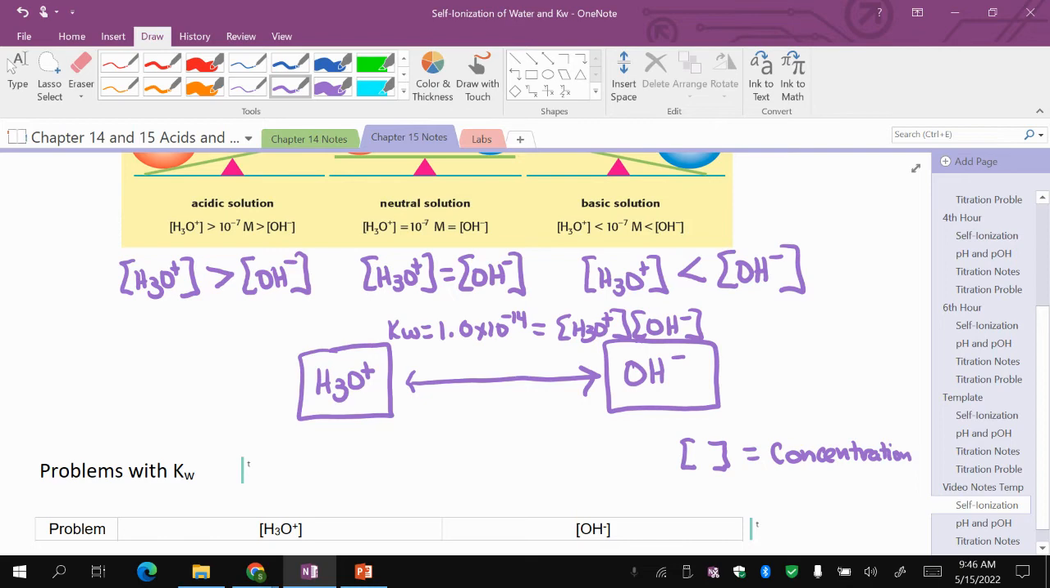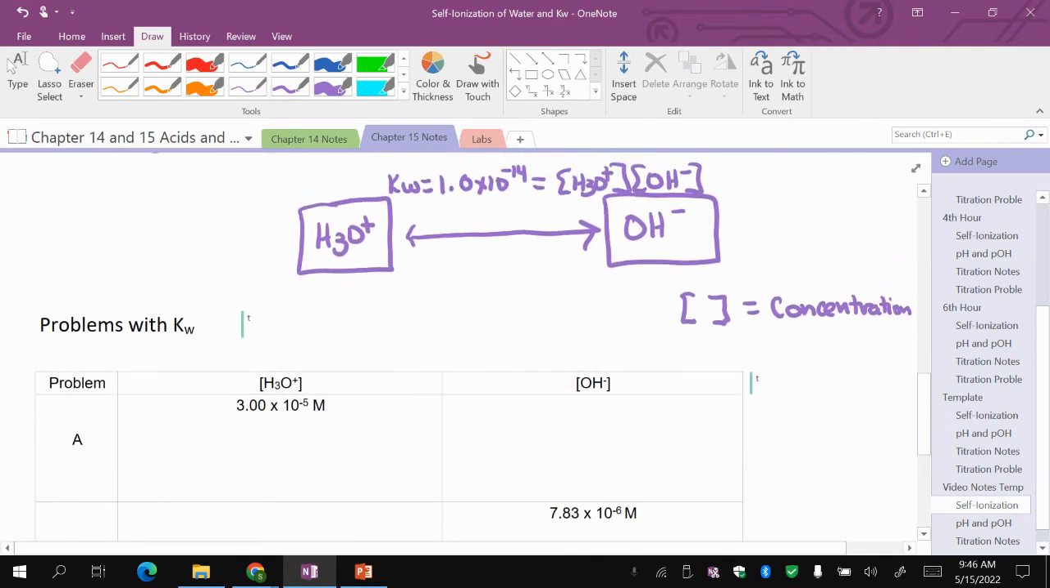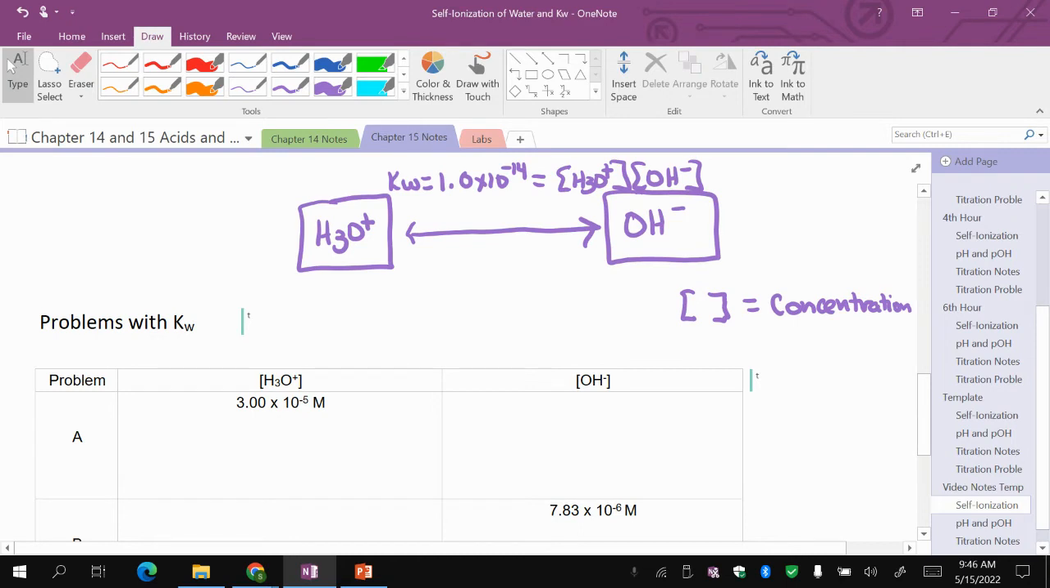So I'm going to do two problems, walk through them with you, and then after I do the two problems, I will have you do two, and then we'll check the answers. So the first problem, I have the concentration of hydronium ions at 3.00 times 10 to the negative 5th molar. I want to find the concentration of hydroxide ions. So I'm going to use the Kw expression, hydronium ion concentration times hydroxide ion concentration equals 1.0 times 10 to the negative 14. Then I have my concentration of hydronium ions. I'm going to plug that number in here.